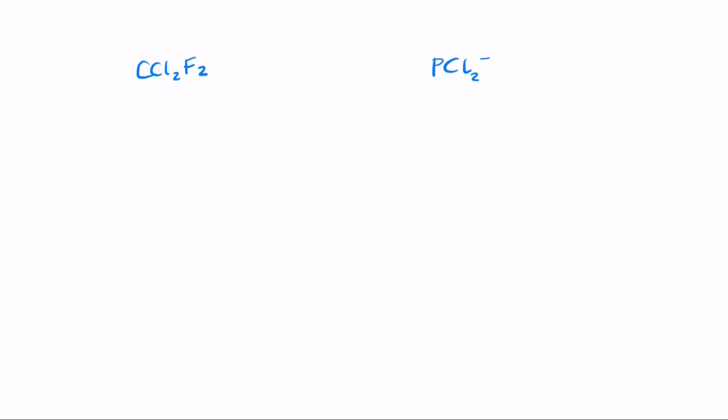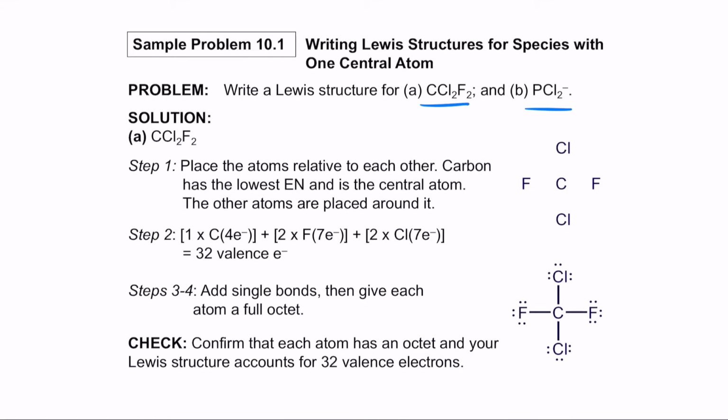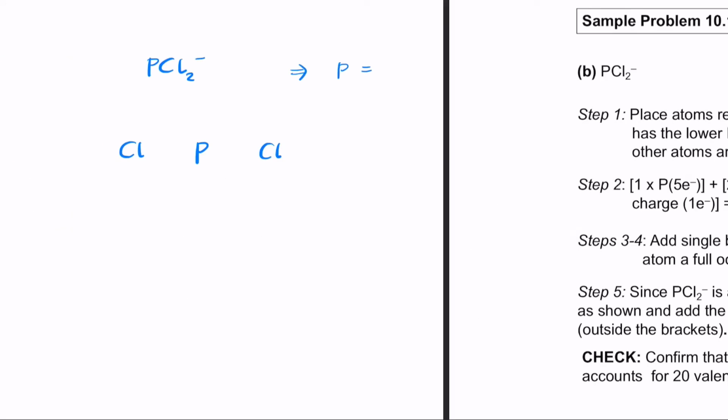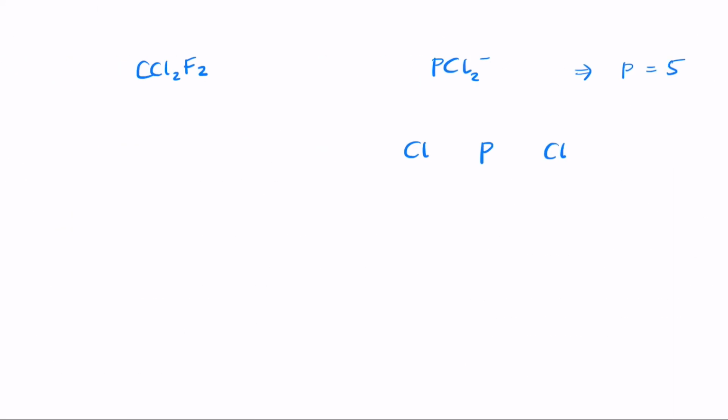Let me do PCl2 minus. You have phosphorus and chlorine. Chlorine is much more electronegative than phosphorus, so you have chlorine on each side. How many valence electrons are there? Phosphorus is a group 5A element, so 5 electrons, and chlorine is a group 7 element, so 2 times 7 is 14. 5 plus 14 becomes 19, plus it has a negative charge, which means 1 extra electron, so there's a total of 20 electrons.